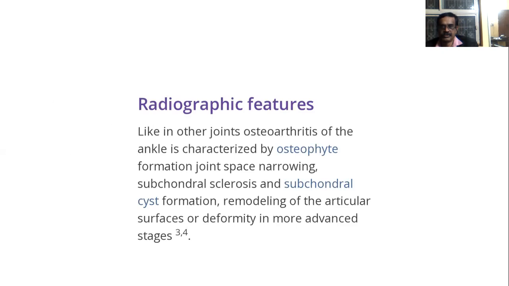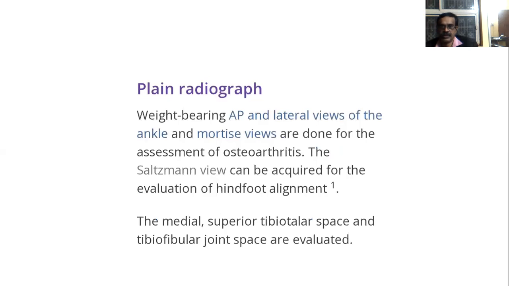So, radiograph features are like other joints of osteoarthritis. The ankle is characterized by osteophyte formation, joint space narrowing, subchondral sclerosis, subchondral cyst formation, and remodeling of the articular surfaces. On plain radiograph, weight bearing anteroposterior and lateral views of the ankle and mortise views are done for the assessment of osteoarthritis. The Saltzman view can be acquired for the evaluation of hindfoot alignment.